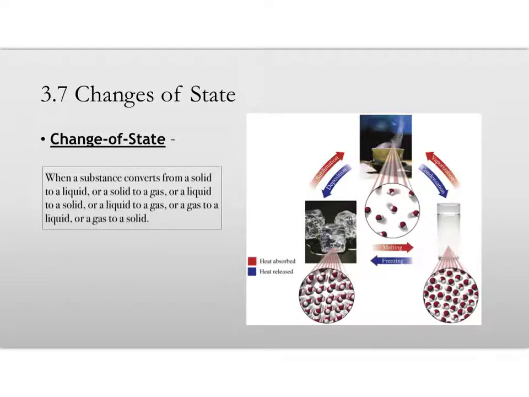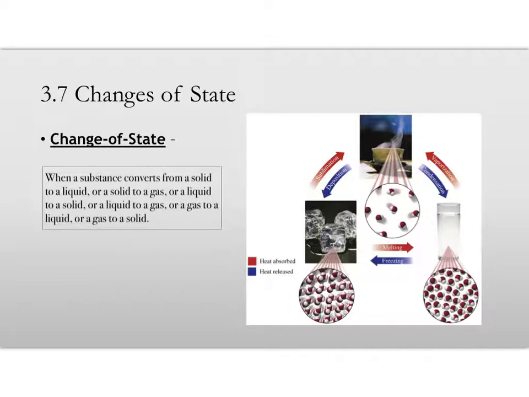All right, section 3.7 is changes of state. A change of state is defined as when a substance converts from a solid to a liquid, which is melting, or a solid converts to a gas, which is sublimation, or a liquid converts to a solid, which is freezing, or a liquid converts to a gas, which is boiling, or a gas converts to a liquid, which is condensation, or a gas converts into a solid, which is called deposition.